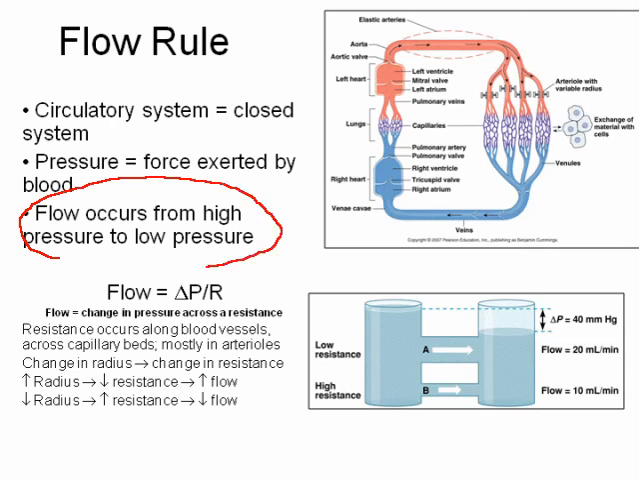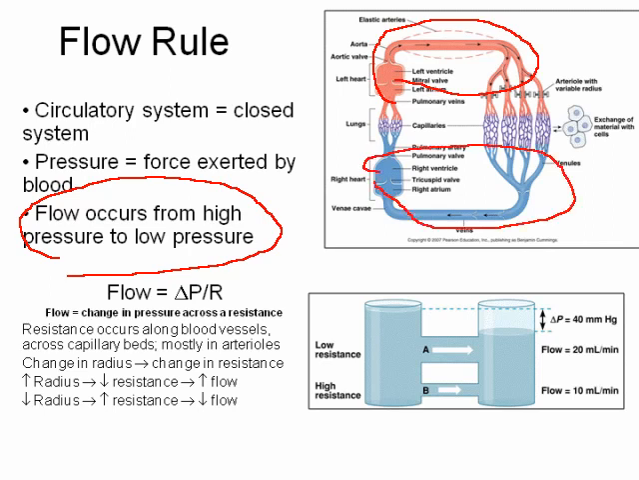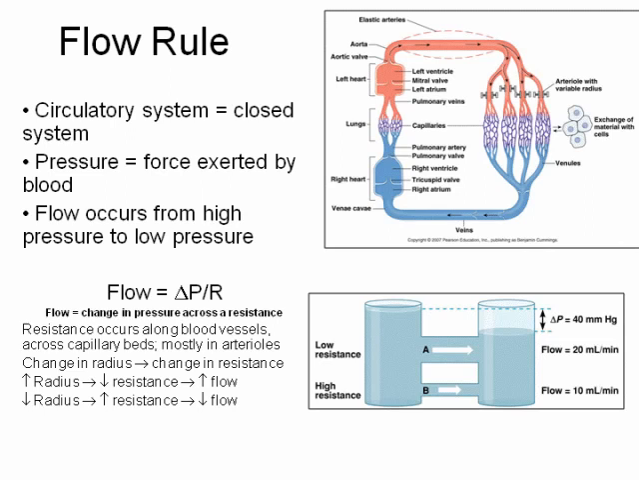It's pretty much common sense that flow occurs from regions of high pressure, that is the arterial side of the system, to regions of low pressure, that is the venous side of the cardiovascular system. Flow equals the change in pressure divided by the change in resistance.